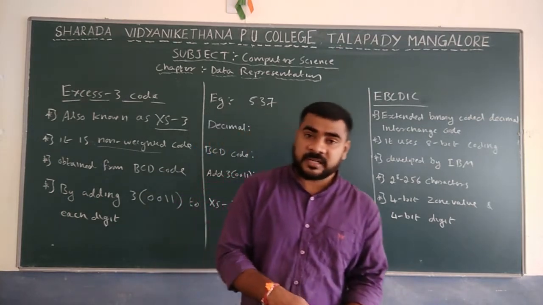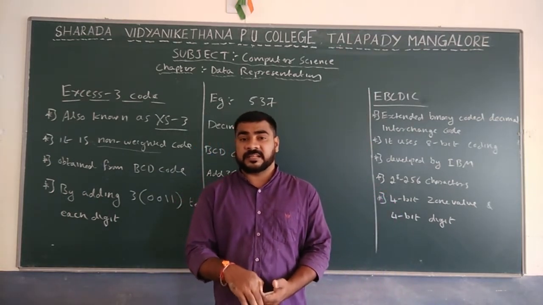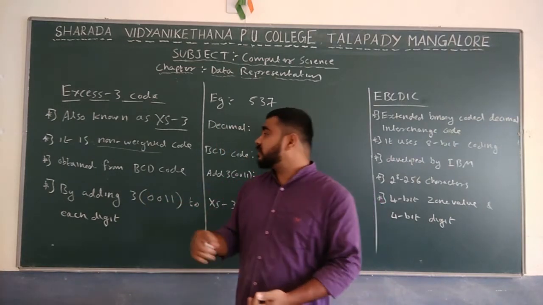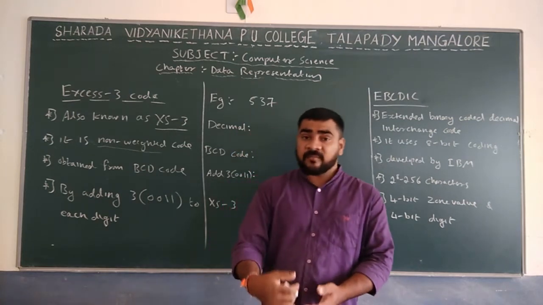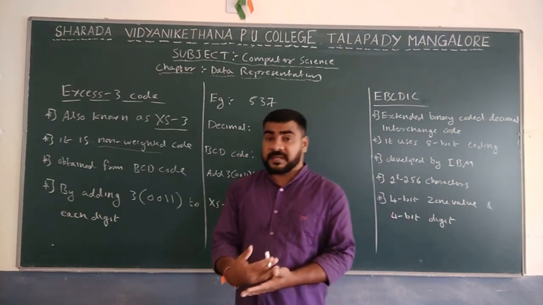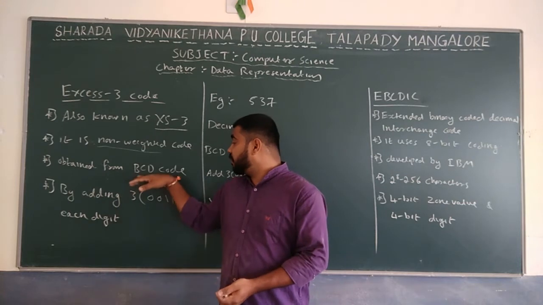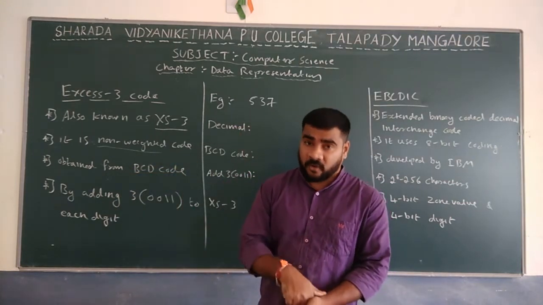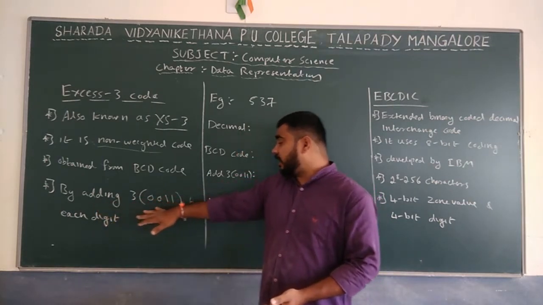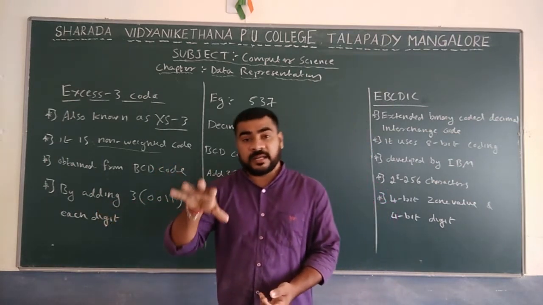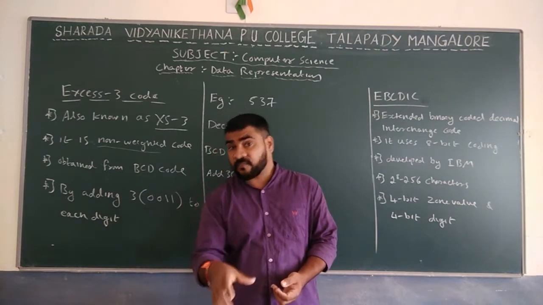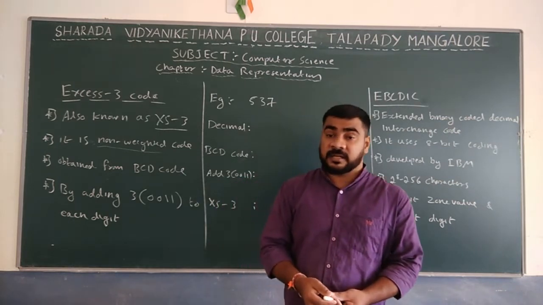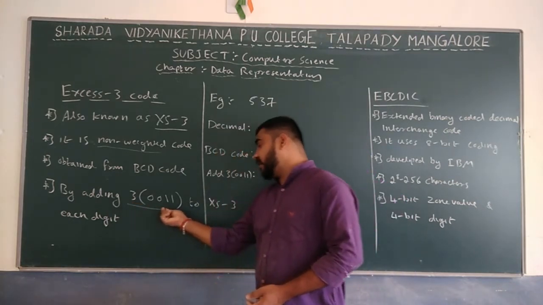In the earlier case, we studied the BCD code, which is a weighted BCD code. But here, this one is a non-weighted BCD code. We are not using weights here. And remember, this XS3 code is obtained from the BCD code. When you want to extract the XS3 code from BCD, we have to add 3 to each digit.